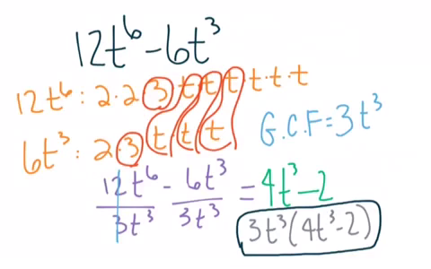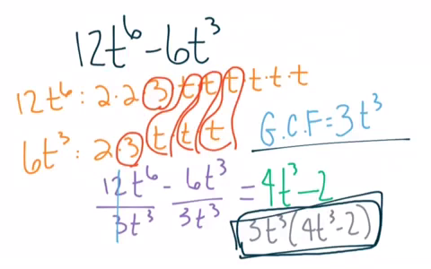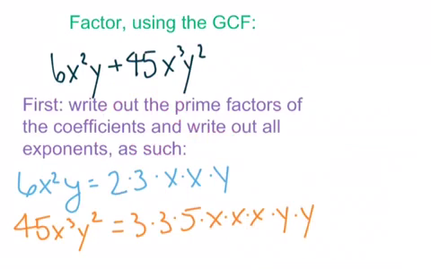I've kind of given you an example of all the steps here combined. This is kind of like an end product. So we started off with 12t to the 6th minus 6t cubed. We factored them out. We found the GCF. We divided this polynomial by the GCF. And then this was our end product right down here in the dark blue box. Okay? So I'm going to take you through all these steps on how to get to that final product.